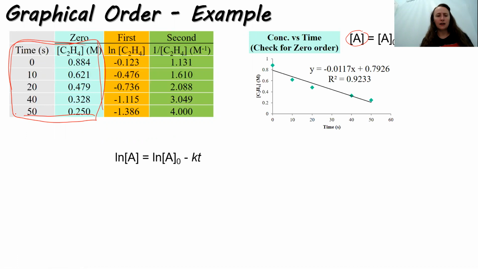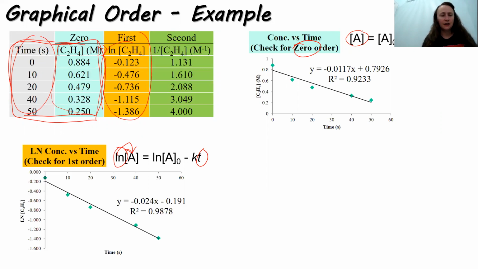Then we need to try first order behavior. And I'm sorry if I didn't say that correctly earlier. The last graph was zero order. Now we are doing first order, and first order is the natural log of the concentration versus time. So for the concentration data, you take the natural log of it, and then you're going to graph the time and the natural log of the concentration, and you get this graph with a linear fit.